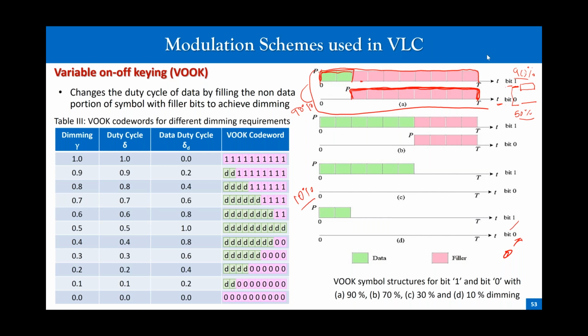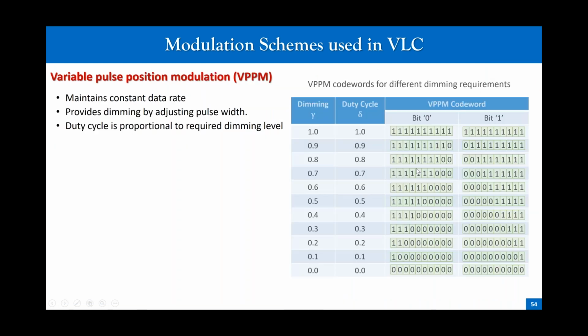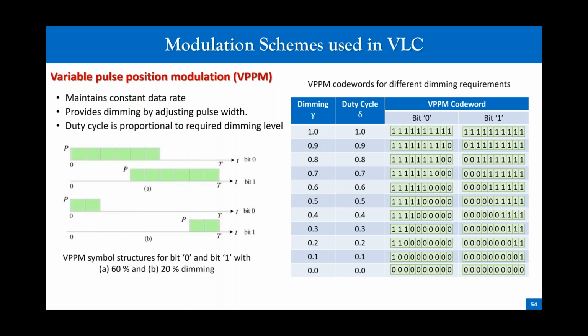So let us move ahead. I cannot move my slides for some reason. So another variant is this variable pulse position modulation, which is similar in principle. Let us look at one example of this. In pulse position modulation, what happens? Let us assume that we have two slots. In one slot, you transmit a pulse and you call this bit 1. For bit 0, you transmit the pulse in the other slot and you call this bit 0. So this is pulse position modulation.